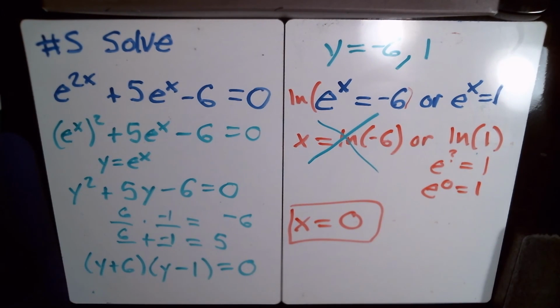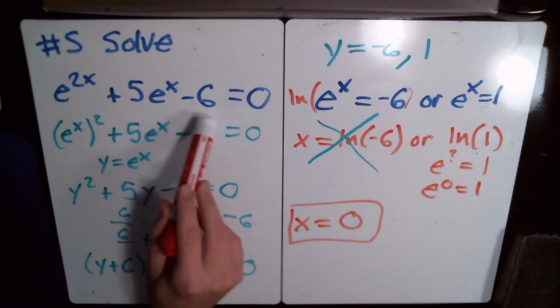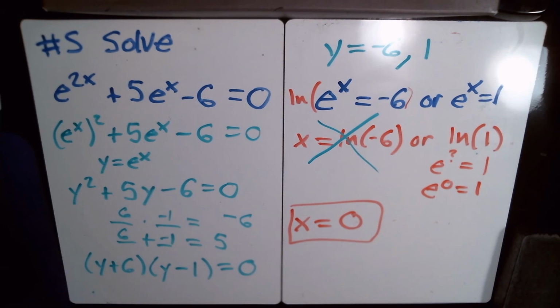Okay? So hopefully that helps. Just whenever you have e to the 2x and some e to the x's and a number, you'll have to recognize that as a quadratic and then factor the quadratic and solve for y, and then solve for x from there.